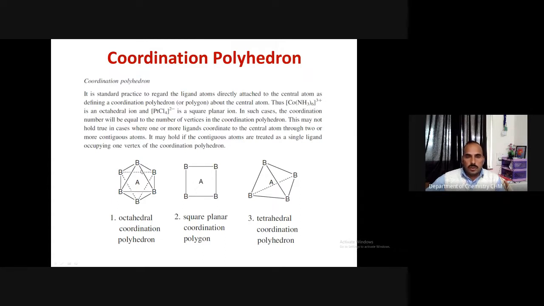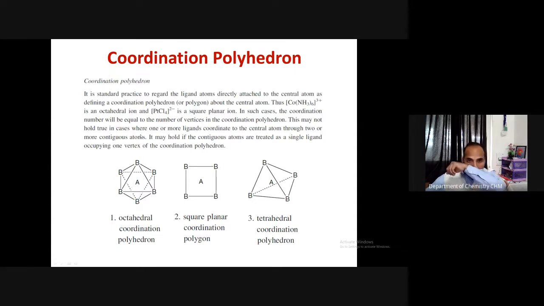Okay, but you know that the coordination number in octahedral is 6. In such a case, the coordination number will be equal to the number of vertices. What are vertices? Let's say this is your ligand and this ligand, they are meeting here. At this point, you can see, this is a vertex. There are six of them, so that is why the coordination number is six.